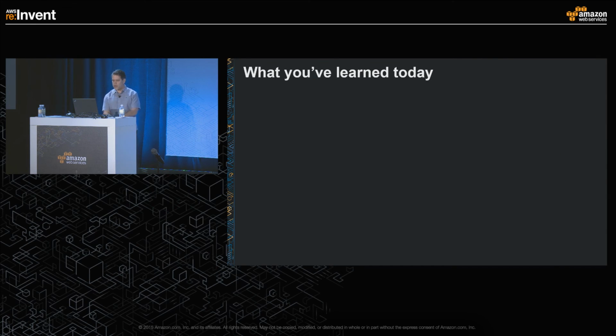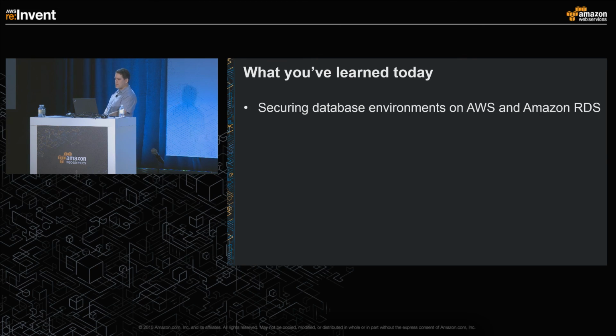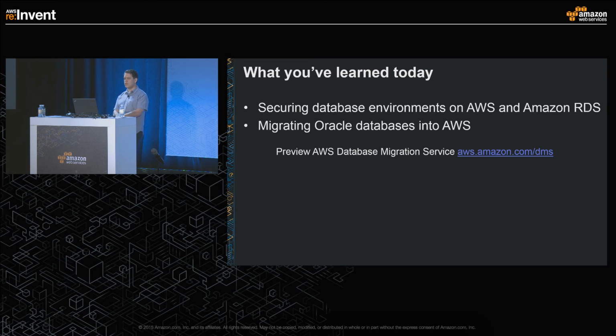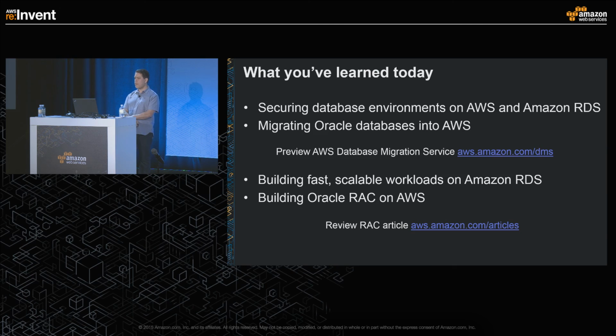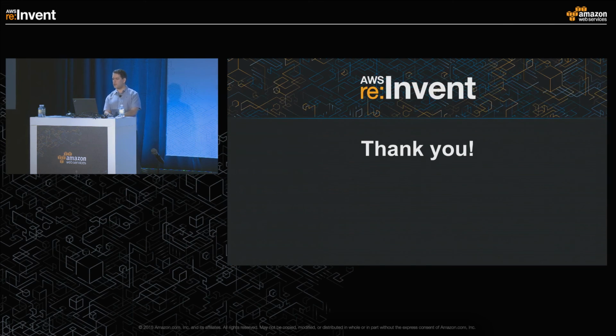So we'll go over a little bit of what we've talked about today, and then we'll have a couple minutes for questions. We talked about securing database environments on AWS and RDS. Talked about migration and our new migration service, the Database Migration Service. We talked about scalability on RDS and performance optimization. And we talked about the fact that you now can build RAC clusters on EC2 should you want to. That's about it.